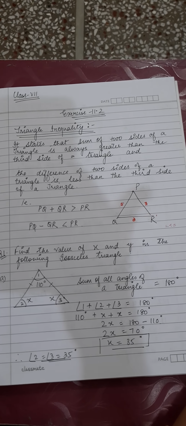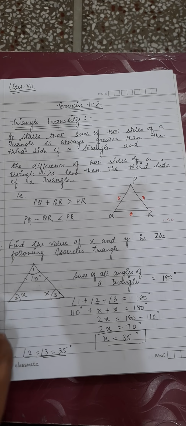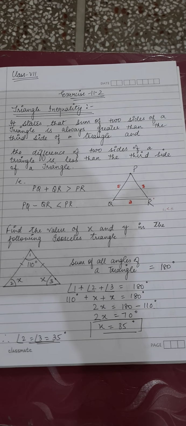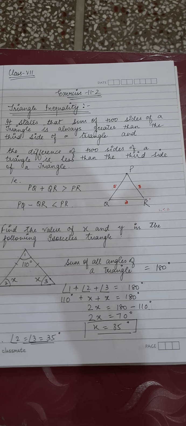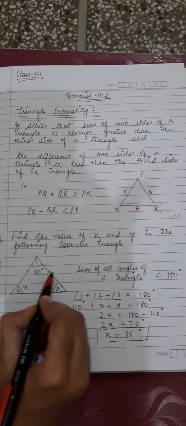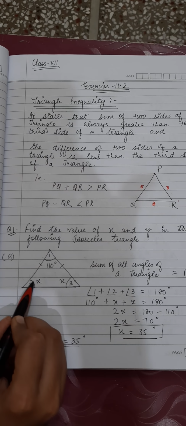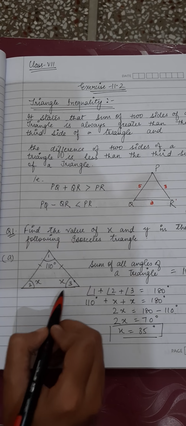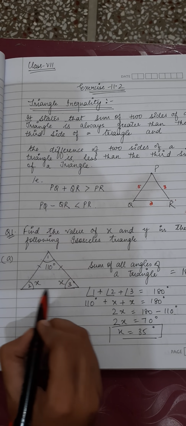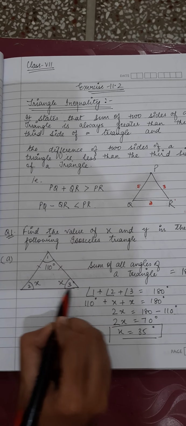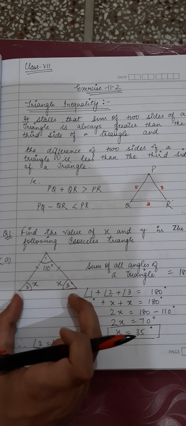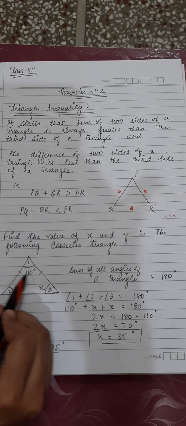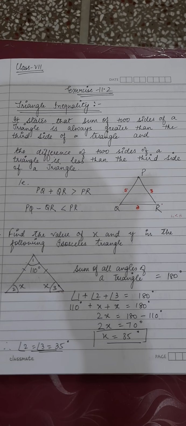Now first question, let us start with the exercise. Find the value of x and y in the following isosceles triangle. An isosceles triangle means a triangle whose two sides are equal. When two sides are equal, their base angles are always equal. What is the base angle? These two lines are there, and when I join these two lines with this line, this becomes the base. On this base, these two angles are formed. When these two lines are equal, their base angles will also be equal.